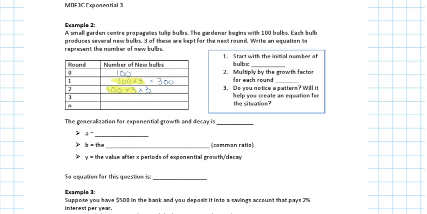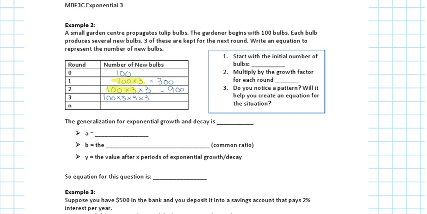Now, what happens in the next round? 900 times 3. So now for this one, that's going to be 900. Now for the next round, it's going to be 900 times 3. But if I'm going to use this part, then it's going to be 100 times 3 times 3 from the previous one, and then times another 3, right? Now there's a reason I'm showing you this.